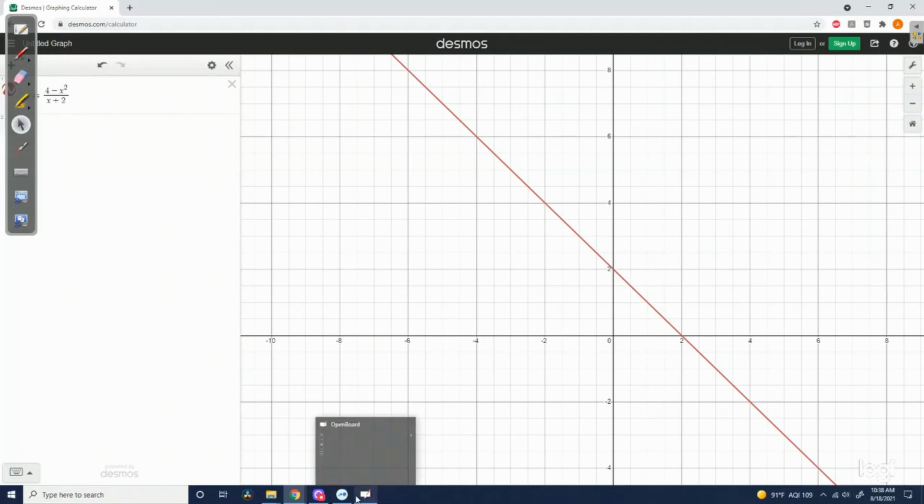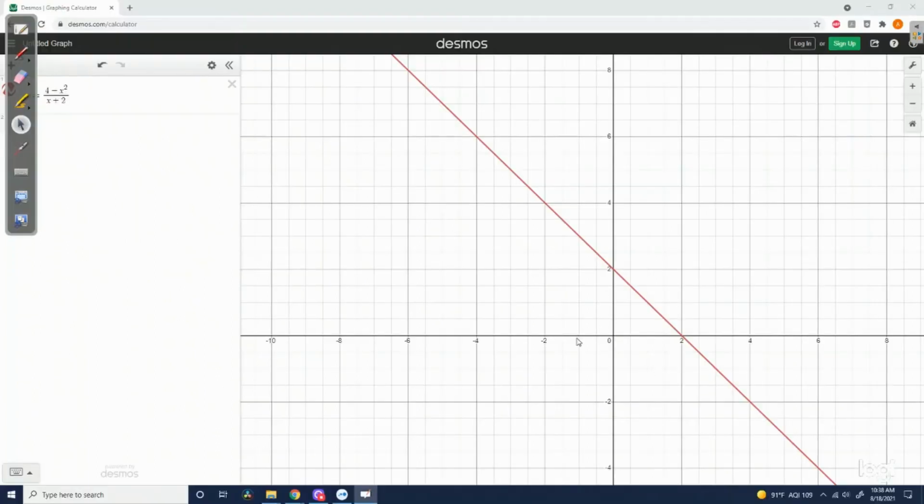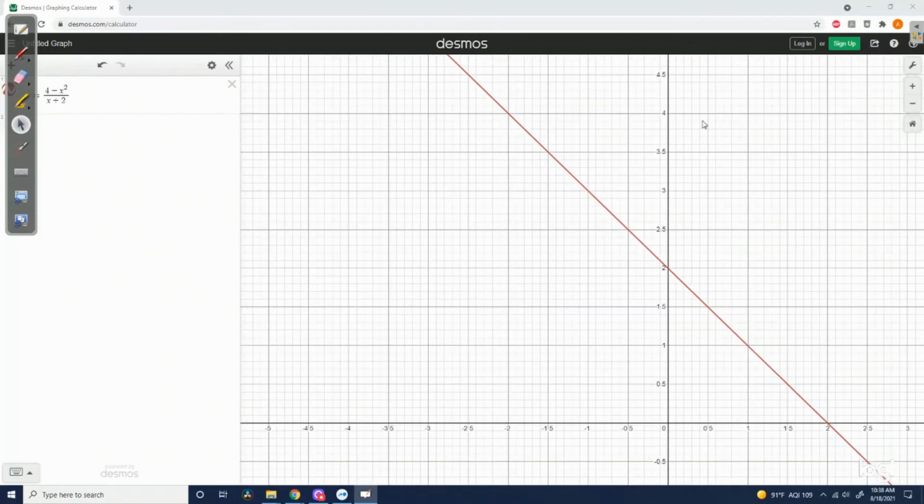Let's go back to the other screen real quick. So we can see that as x approaches negative 1, we have the value 3. You can even zoom in so you can see the number here. So negative 1 goes up to 3, and at negative 2, it goes up to 4. So that's the first one.